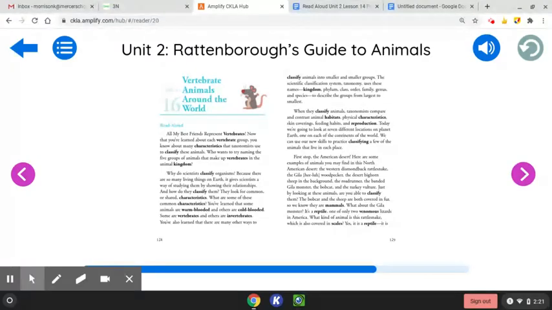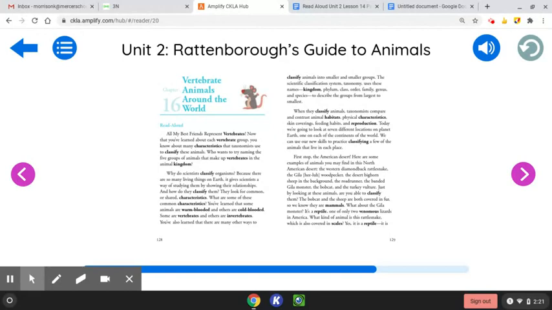Here are some examples of animals you may find in this North American desert. The western diamondback rattlesnake, the Gila woodpecker, the desert bighorn sheep in the background, the roadrunner, the banded Gila monster, the bobcat, and the turkey vulture. Just by looking at these animals, are you able to classify them?